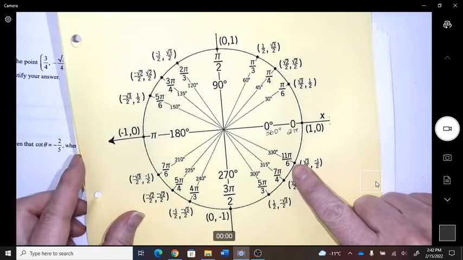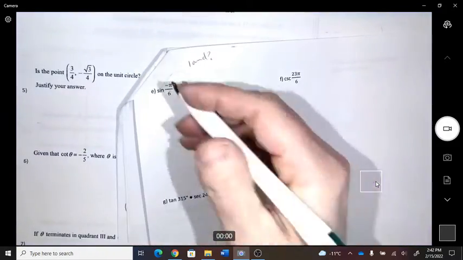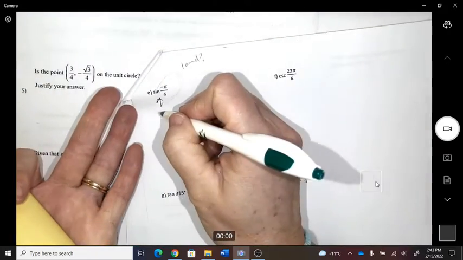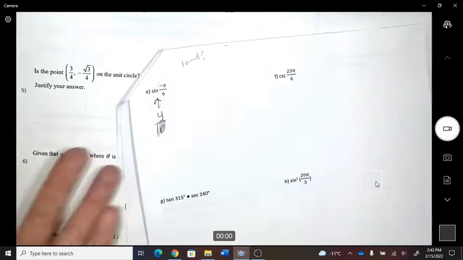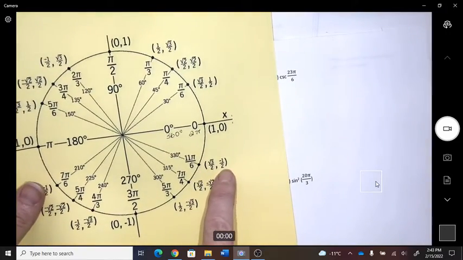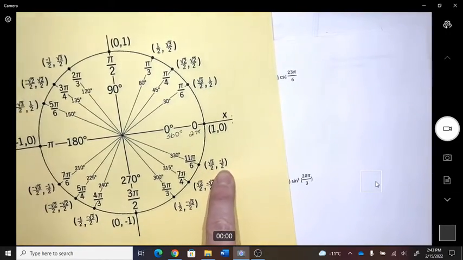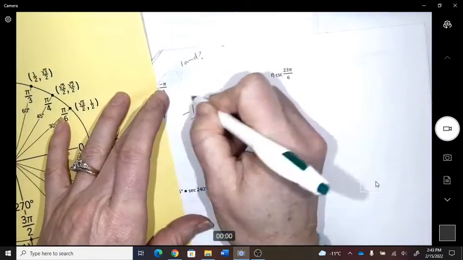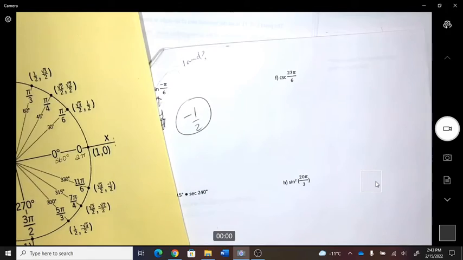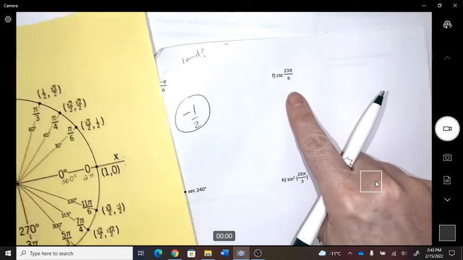Okay? What am I going to find here? I'm asked to find the sine. So what's the sine? Y over r. And then we talked about the r on this specific thing, dividing by 1. So just go here and find the y. Find the y. So our answer is negative a half. Done. Okay.